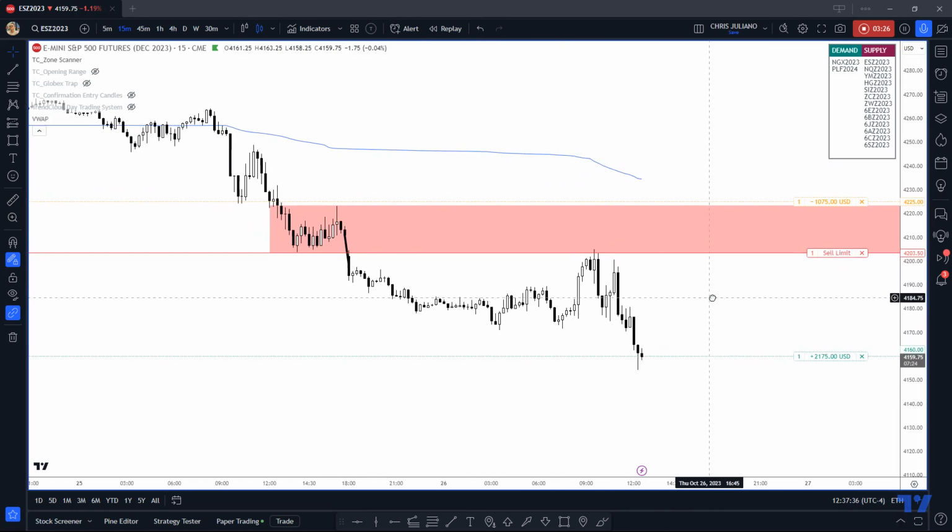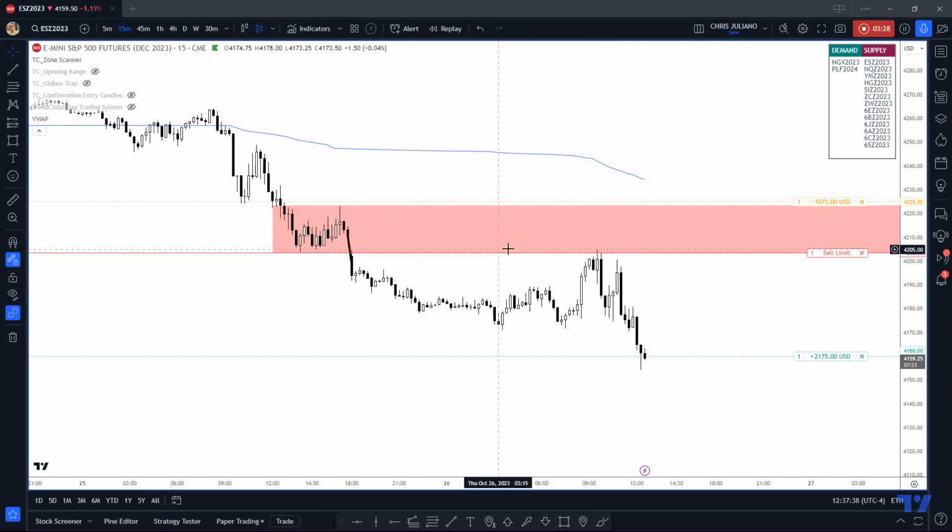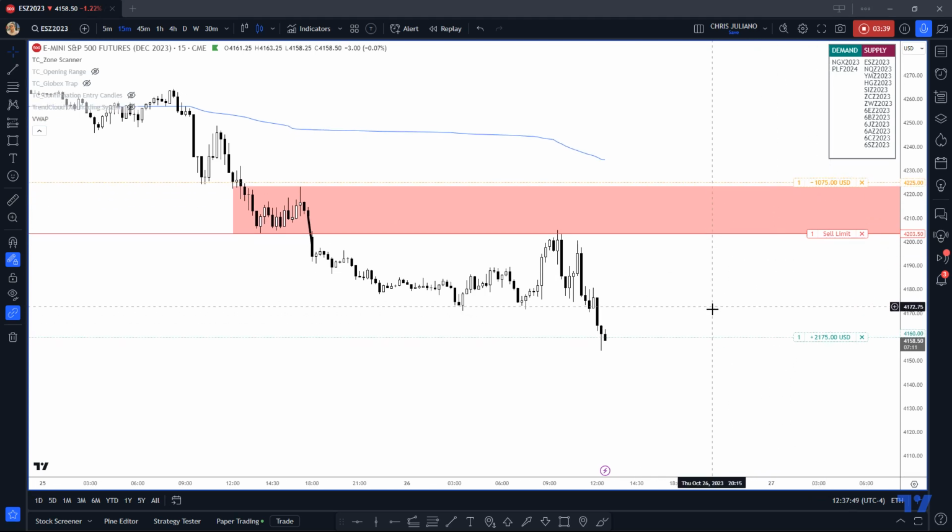So we set our proximal entry right here on the supply zone, and we put our stop loss right above structure. And as long as you can handle 1,075 risk, we've already hit our 2,175 profit target. So that's a profit in one day, $2,175 in one day. And this thing is still going.